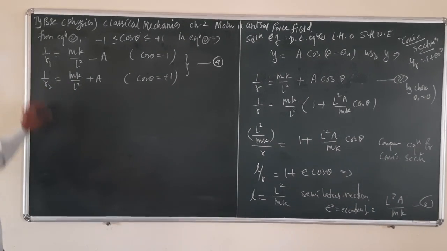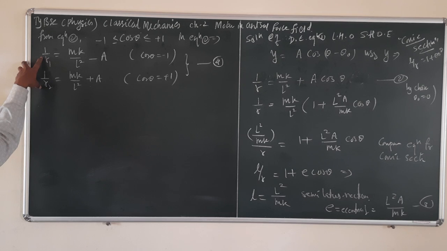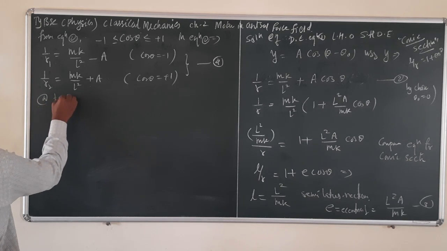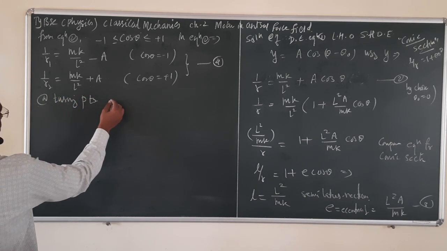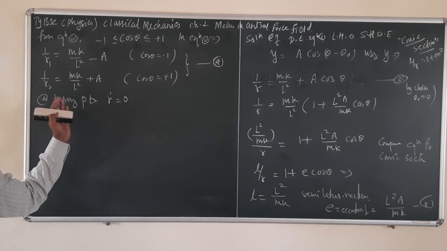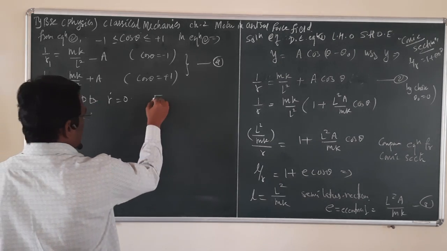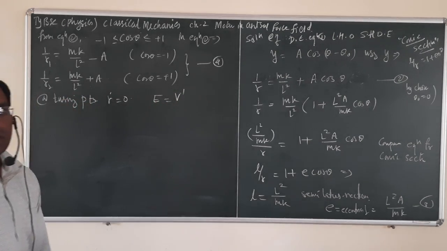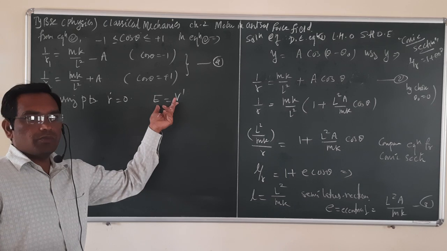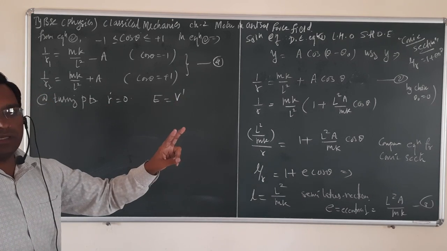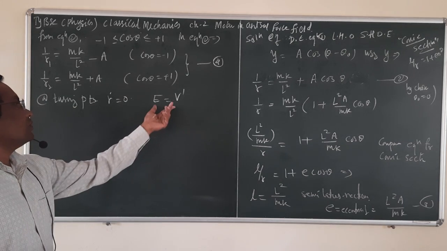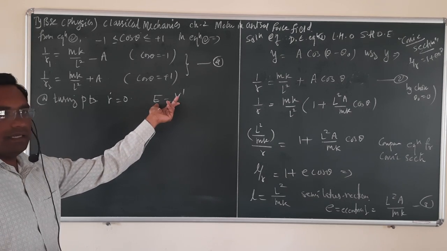Now to get r1 and r2 in terms of energy, we use the fact that at turning points, r dot is equal to 0. What is a turning point? I already told you, at turning points E is equal to V prime, which we showed in a previous lecture's video. For an elliptical orbit, there are two turning points. For a hyperbola, there is only one turning point. For a circle, there is no turning point. So E is equal to V prime in this case.